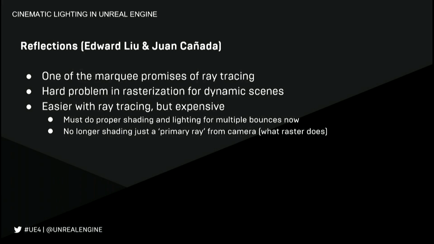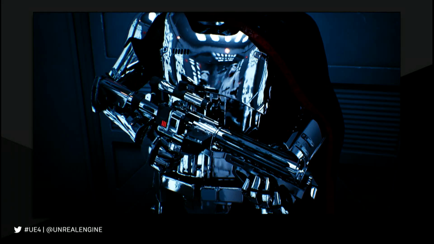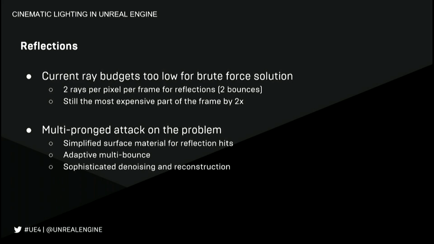It is easier with ray tracing, but it's still quite expensive because now instead of shading just the primary hits, or what you see from the camera, you also have to hit what is reflected. You have to shade that and light it the same way, and potentially for multiple bounces if you want something really realistic. So it's a lot more shading work as well, not just ray tracing. Here is a shot of the character Phasma in the demo with interreflections. With the current ray budgets, we decided to limit ourselves to 2 bounces in this demo. It's still the most expensive part of the frame.